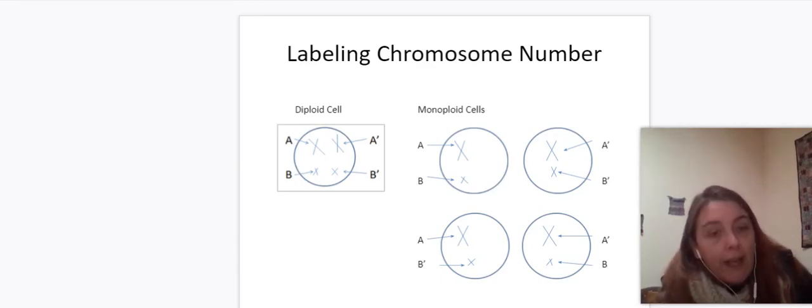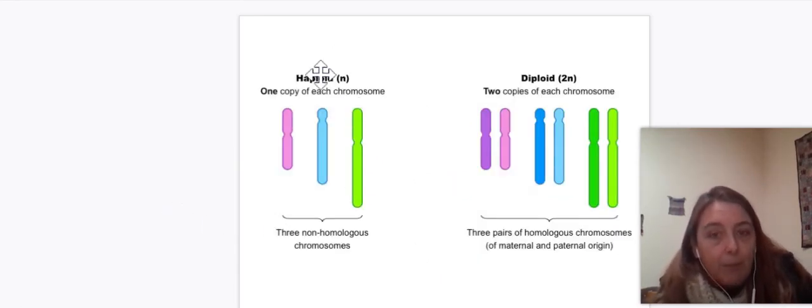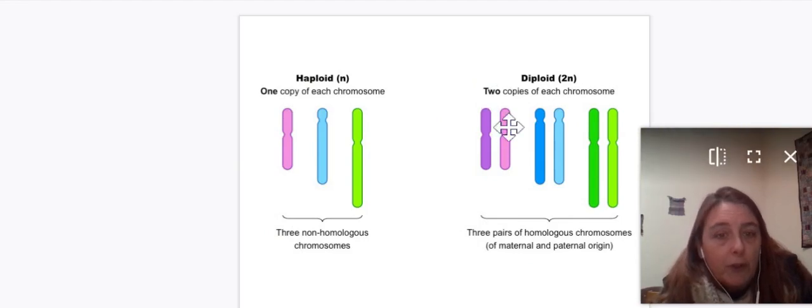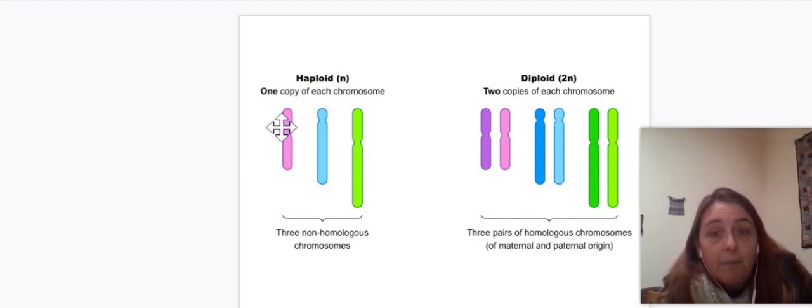So to look at it in a slightly different way, haploid or monoploid means there's only 1 of each type. Diploid means there's 2. So there's 2 of the short ones, 2 of the medium ones, 2 of the long ones. Monoploid or haploid has 1 of each type. Okay? Now, why does that matter?